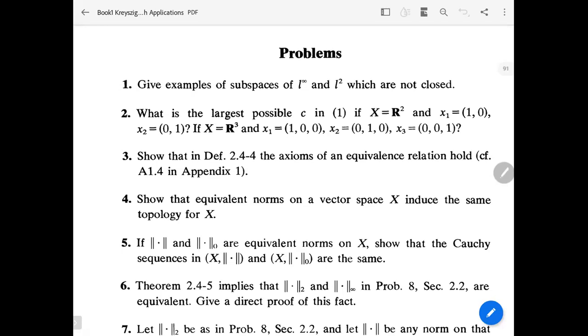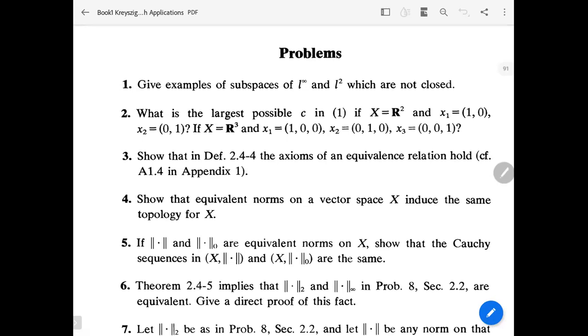Show that the equivalent norms on a vector space X induce the same topology for X. So you have the norm space X with respect to norm 1, X with respect to norm 2. So topology is same. That means if a set is open in one topology, it is open in the other one, if and only if. So they both induce the same topology. They both generate the same topology, both norm spaces, if they are equivalent.